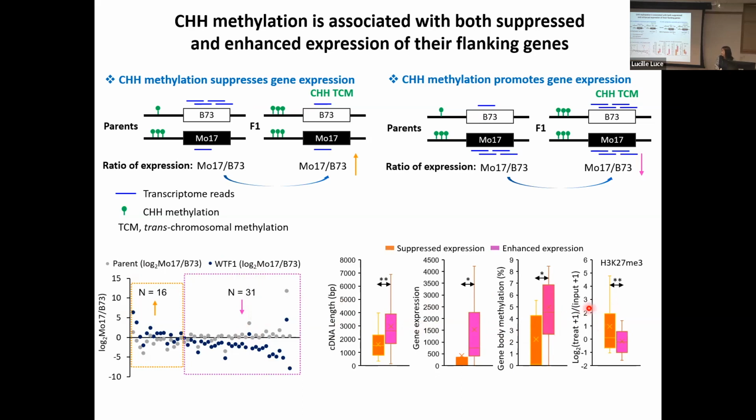We also compared several histone modification marks. We find that these 16 genes, which are suppressed by CHH methylation, have very high H3K27 trimethylation. As you know, this mark is a suppressive mark, right? So the genes suppressed by CHH methylation also have higher suppressive histone marks. We are still not very clear how these two sets of genes are different, but at least we show they have many different features, including gene length, gene expression, gene body methylation, and H3K27 trimethylation.